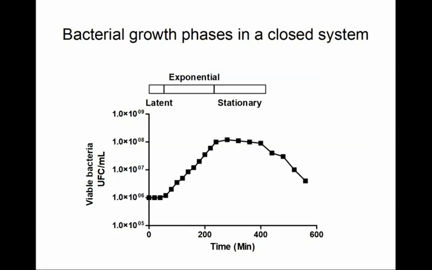So this takes a little bit of time for bacteria to adapt to the new conditions. So that's what's happening here. Once they do adapt, then they move into the exponential phase of growth. So during the exponential phase, they are growing at a constant rate. That means the number of bacteria will double at a constant rate every hour or every 2 hours or every 30 minutes or something like that.